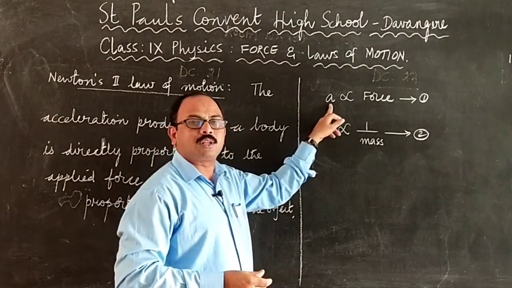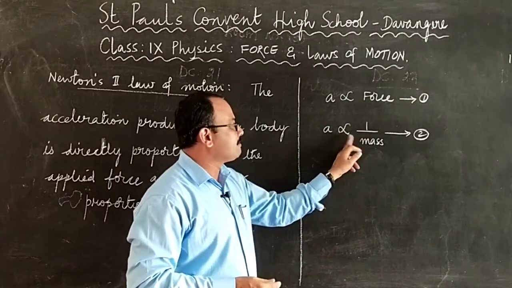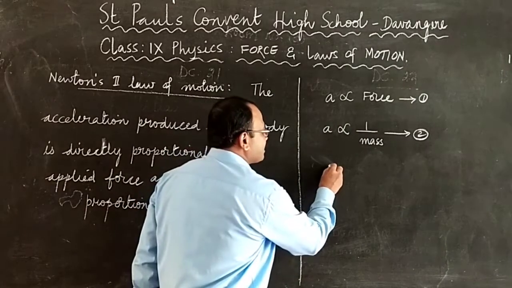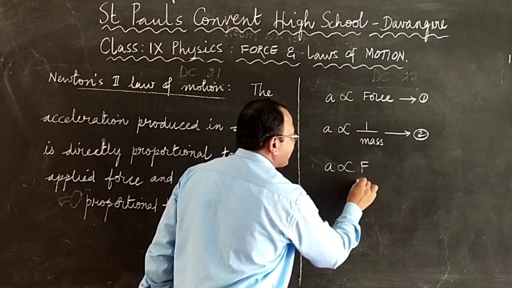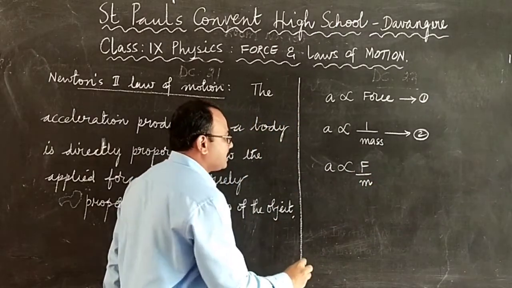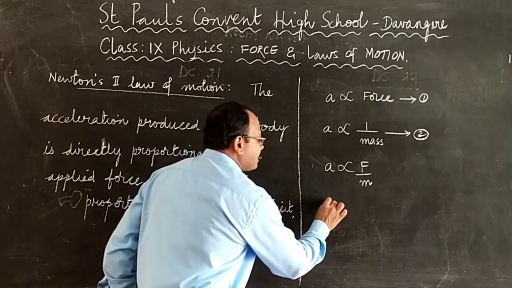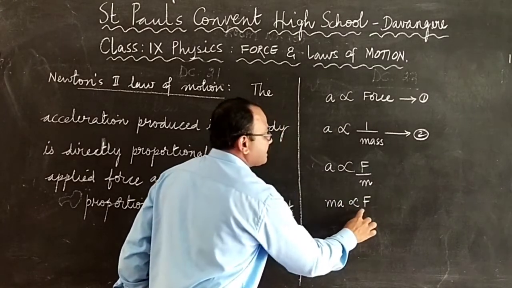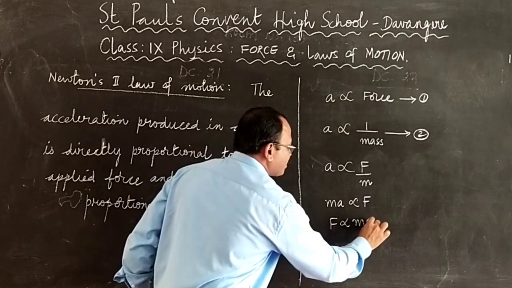Acceleration produced in a body is directly proportional to the force applied and inversely proportional to mass. Combining these two, we can write like this, children. Acceleration is directly proportional to force applied and inversely proportional to mass. Now, by cross multiplication, m comes here. M into A is proportional to F. This is nothing but F proportional to M into A.